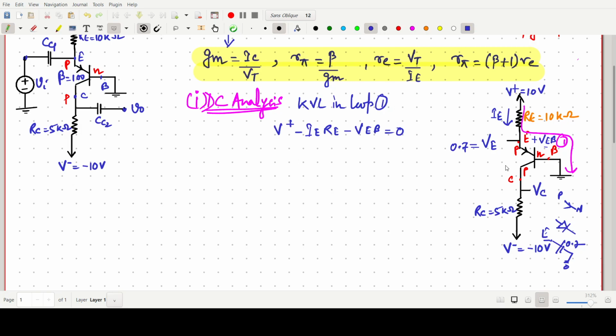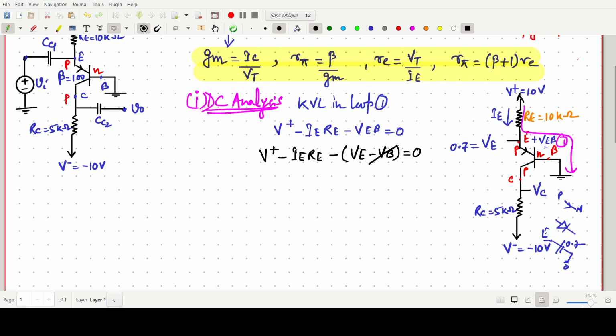Is it okay? VE will be simply 0.7 volt, and by applying KVL, V plus minus IE RE minus VB equals to 0. Then once again one more line I am going to write. So V plus minus IE RE minus, we can write as VE minus VB equals to 0.